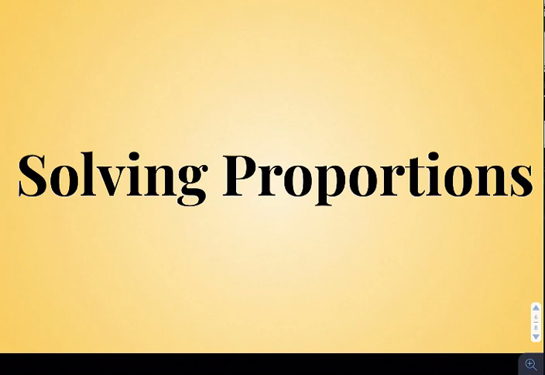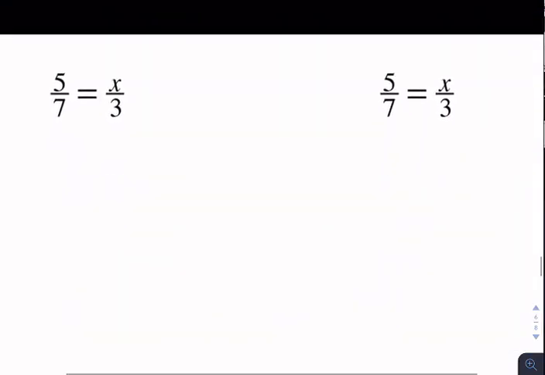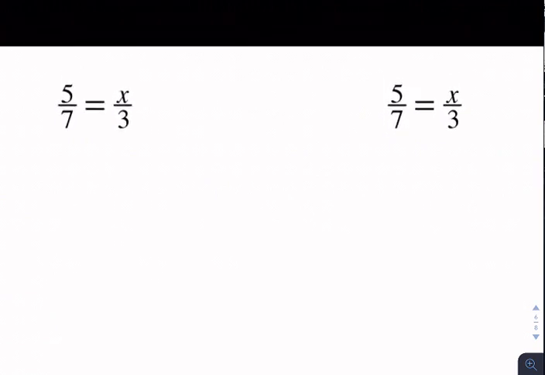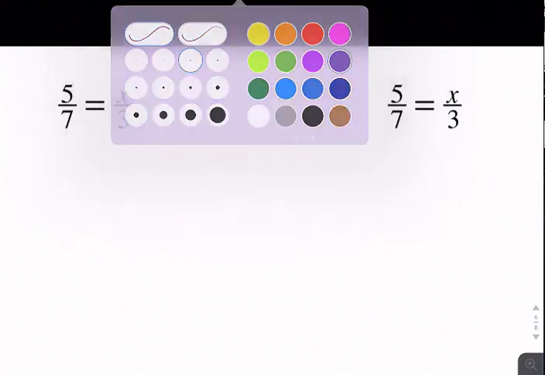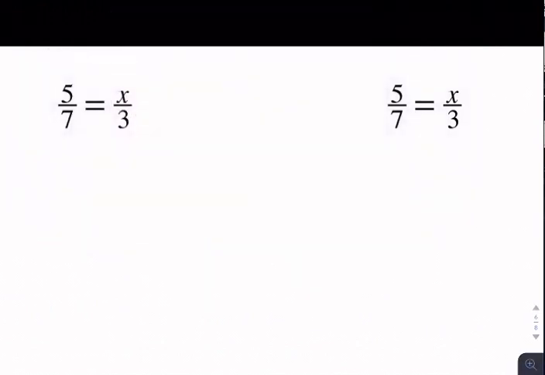All right, this is all about solving proportions. There's two main strategies that I really like to use when I am solving proportions, ones that kind of make sense. We can think of these as proportional relationships. They are proportional, and so we know that they are equivalent fractions.